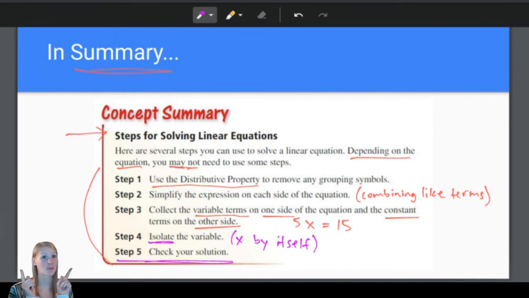Okay, so if you want to pause the video and write those down, that would not be a bad idea. And if you're one of my students, you're probably required to pause the video and write that down.